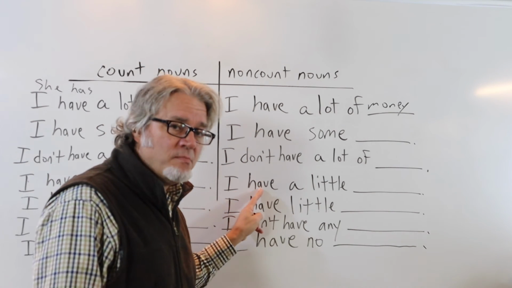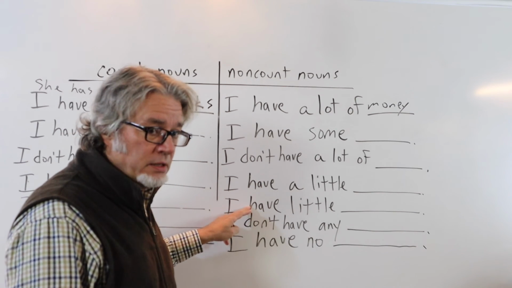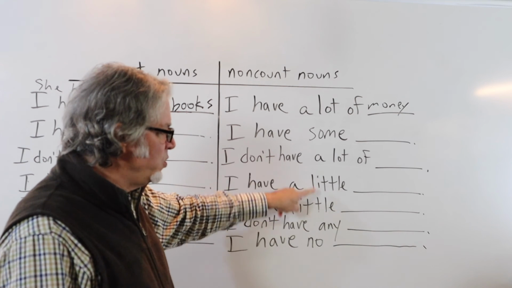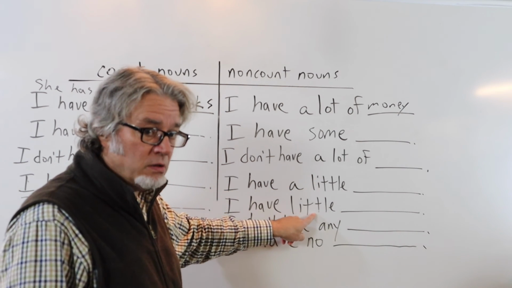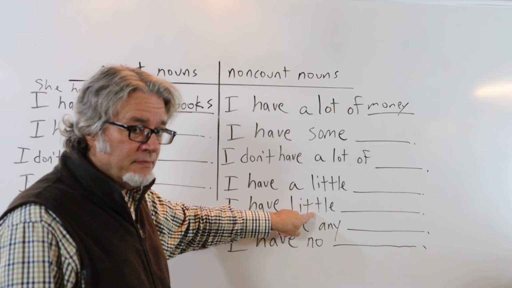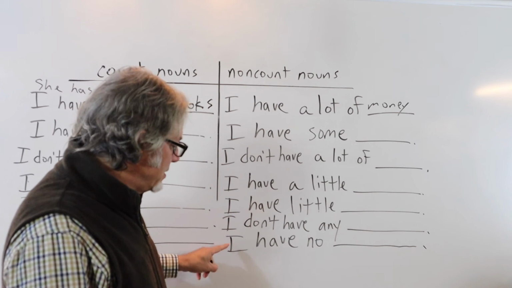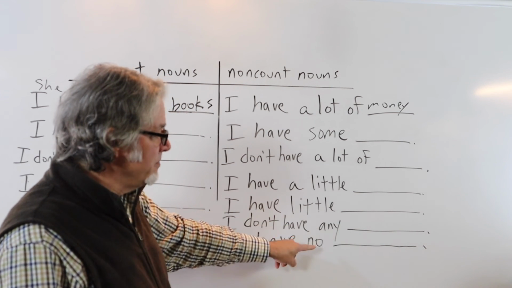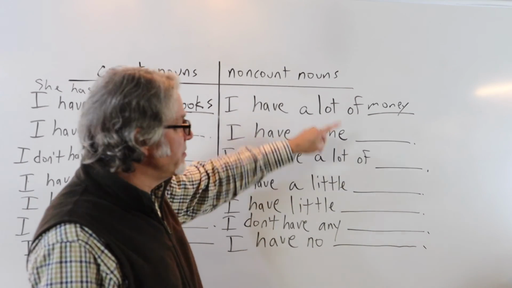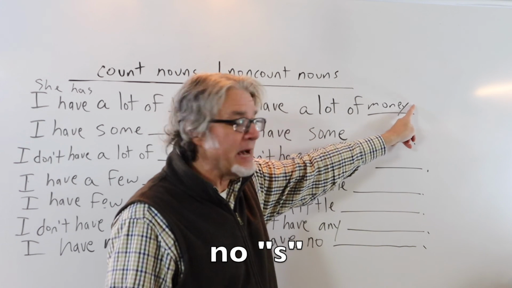I have a little money. I have little money. Notice the difference between these two. This sounds like a very small amount. I don't have any money. I have no money. These two are the same. Just remember that with non-count nouns, there's no S here.